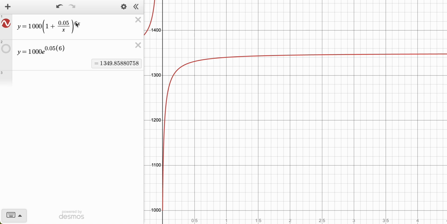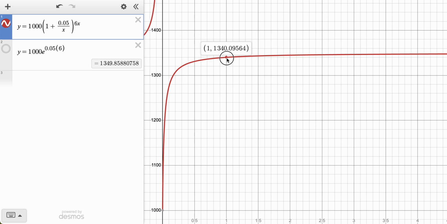I just chose an arbitrary number. That number could be anything depending on the need of the formula. But this X is taking the place of the number of compounding periods. So if we were to go to regular one-year, every year compounding interest, we would anticipate that at the end of that time period, we would have approximately $1,340 and about 10 cents.